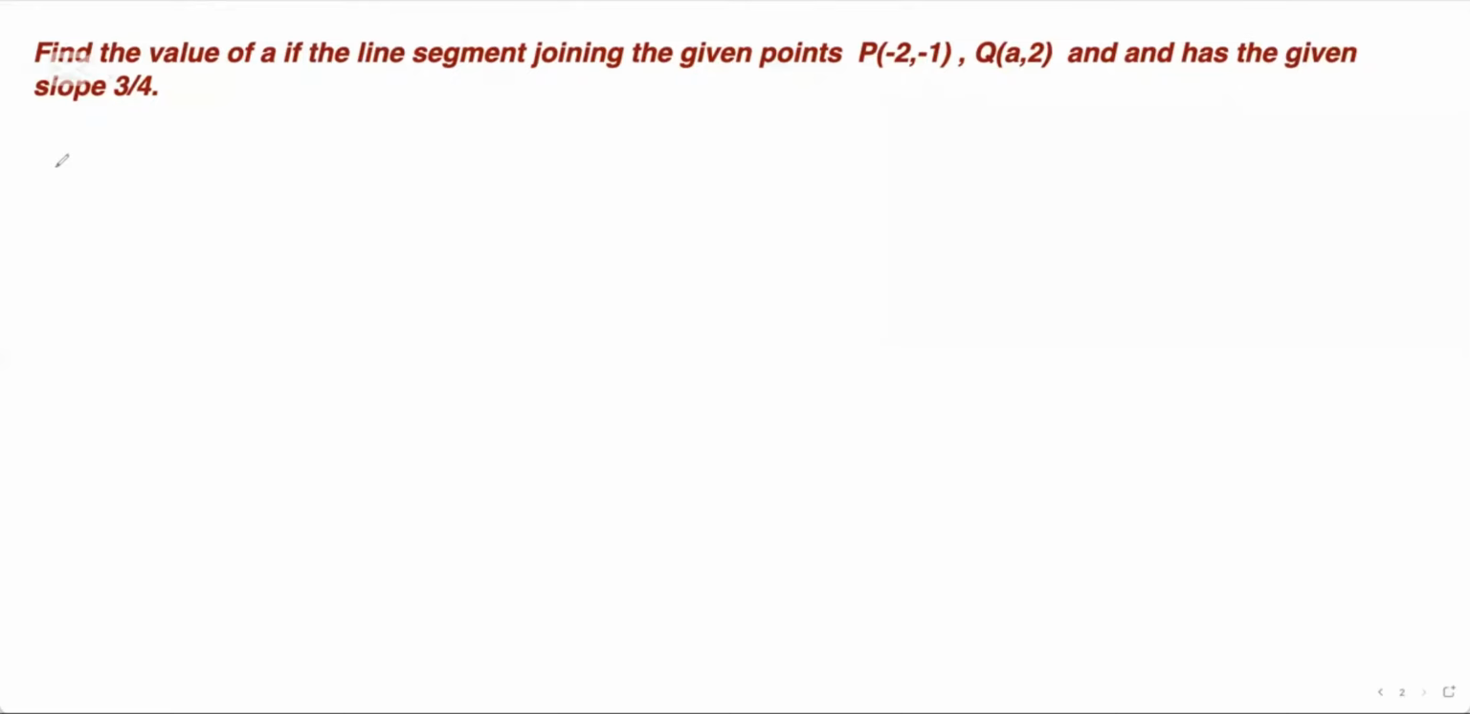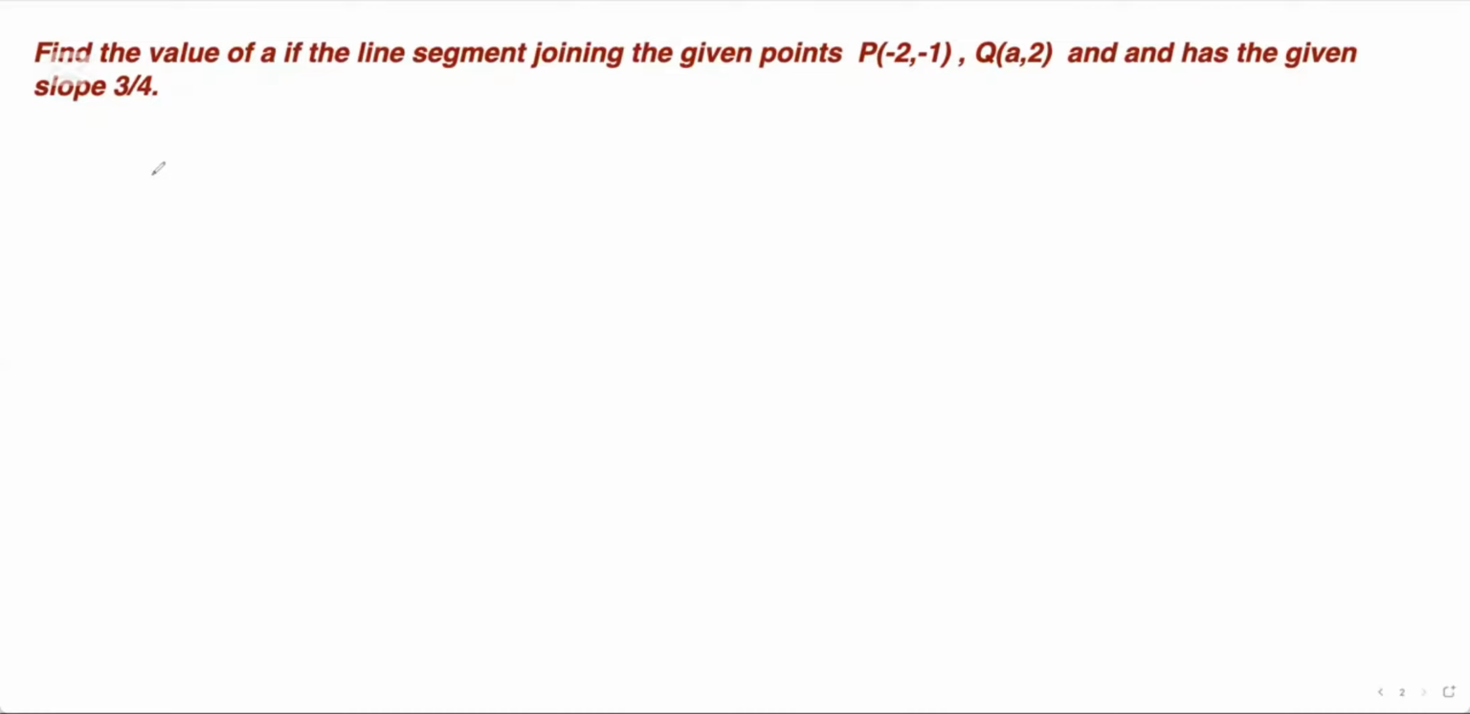So here's another question. This question involves slope. Find the value of A of the line segment joining the given points -2 and -1, and that's P, and point Q is A and 2, and has the given slope 3/4. So again, this is an indirect question. Usually they give us the 2 points P and Q, and they ask us to find the slope. But here they're giving us the point P, but for Q, they only give me the y coordinate, not the x coordinate, but they're giving me the slope, and they want me to find A.